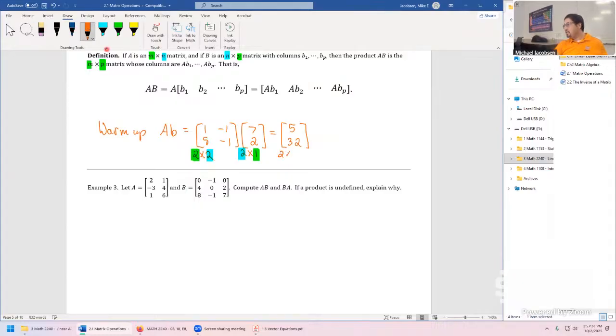The result is a 2 by 1 column vector. So the outer dimensions here and here, same as back in section 1.4, match up to the size of your product. Sorry for the weird 3 by 2, 2 by 3.